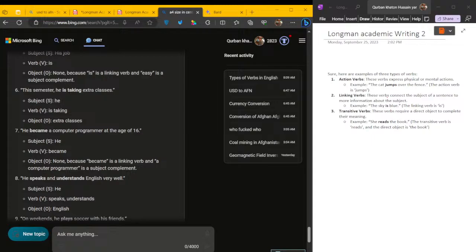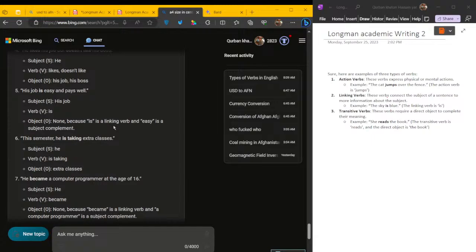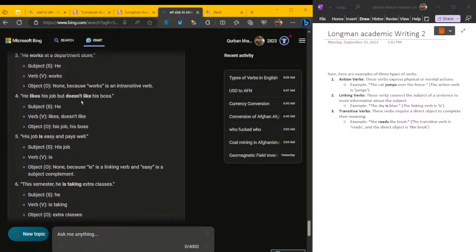Okay, right back to my studies. So identifying this, I need some more practice even. His job is easy and pays well. So there is no object. And he likes his job but doesn't like his boss, so his boss and his job are the objects. He works at a department store. How come he works at a department store doesn't have an object?